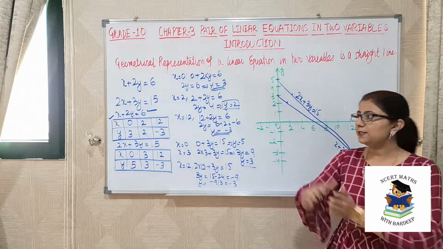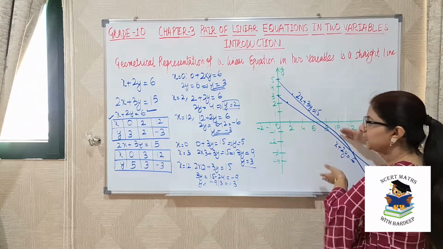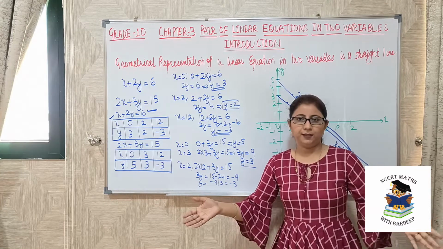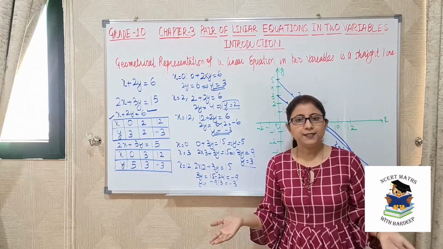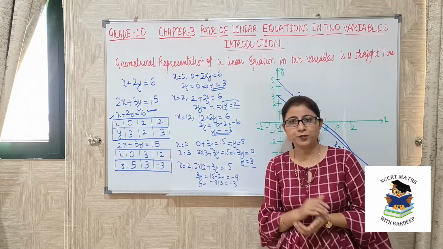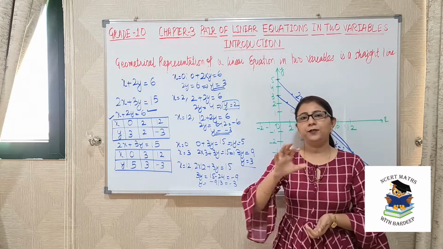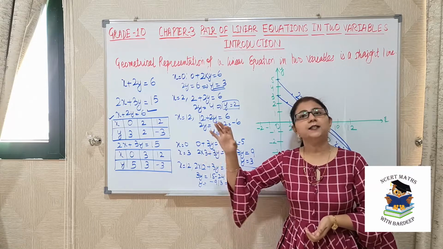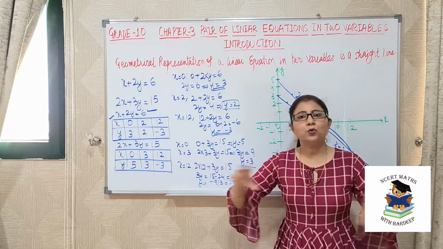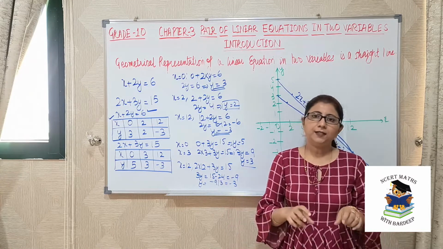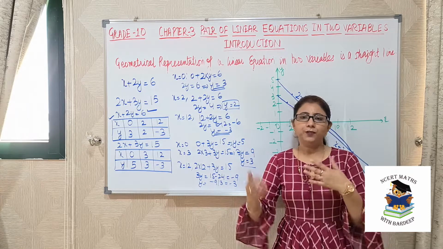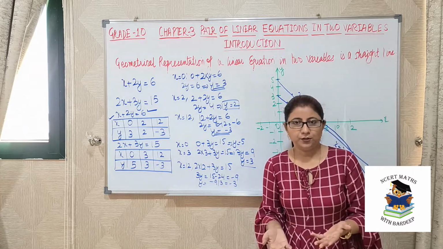The second possibility is that these lines are parallel to each other. Parallel to each other means they will not meet anywhere. So no intersection point means that the pair of linear equations will have no solution. Lines with no solution are referred to as inconsistent. And the third possibility is that we will get coincident lines. Coincident lines mean each point will be the same for both equations, so we will have infinitely many solutions.